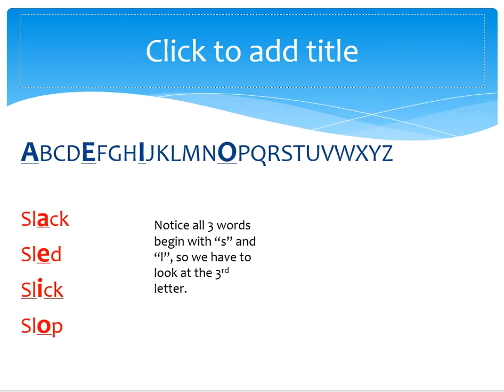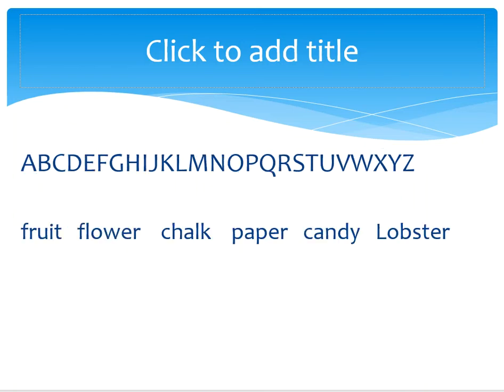Slack came first. A is first in the alphabet. Sled came second. E is after A. Slick came third. I comes after A and E. Slop came last because O is the last of those third letters.